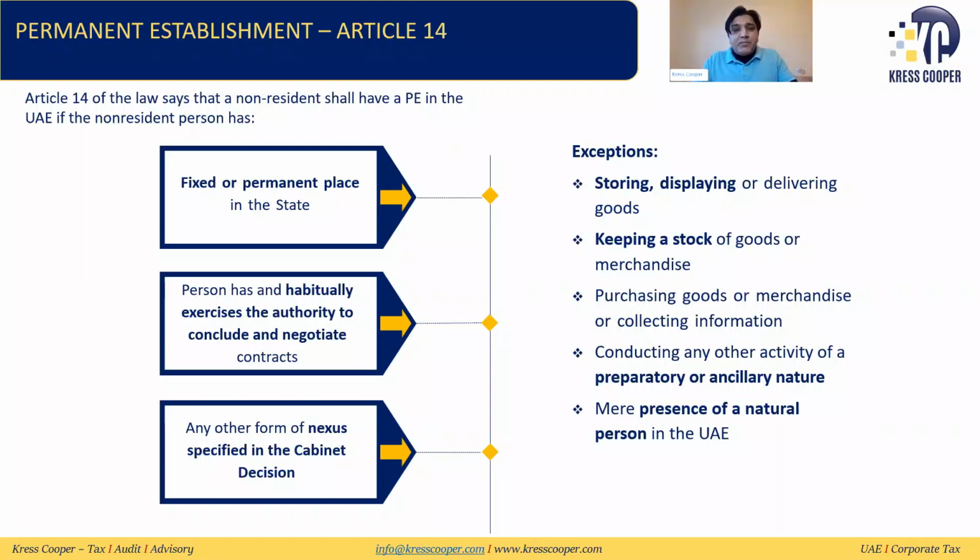First, there is a fixed or permanent place of business. If there is a fixed or permanent place of business, we can say the non-resident person has a PE in the UAE. Second, if the non-resident person has any dependent agent in the UAE, and one person is exclusively working for the non-resident person, we'll discuss in detail, it will be considered that the non-resident person has a PE in the UAE. And the third category is any form of nexus that was specified in the Cabinet Decision, it will establish that a non-resident person has a PE in the UAE.